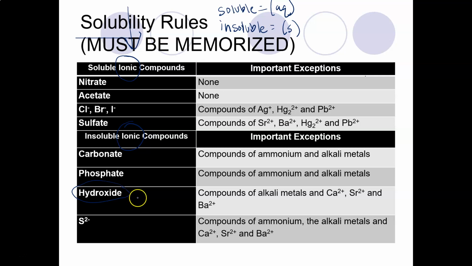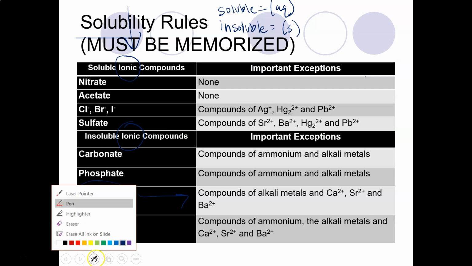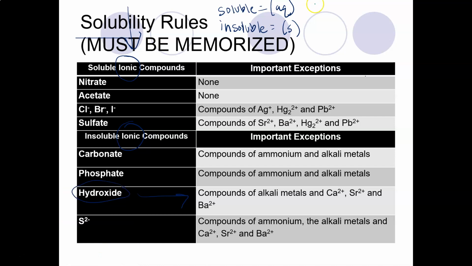But then over here, if I keep going over, it has a list of important exceptions. So hydroxides in general do not dissolve in water, but there are some that do. And those are the alkali metals, which I'm going to list up here. Well, the alkali metals are group 1, except not hydrogen. Hydrogen's not a metal. Okay, so group 1, sodium, lithium, potassium, rubidium, cesium, those.